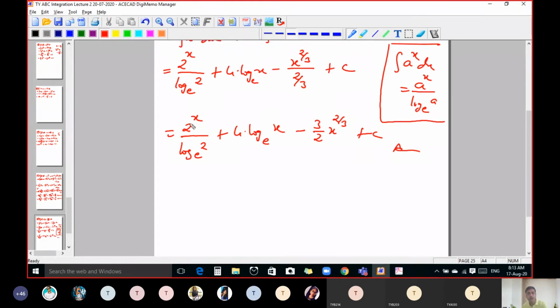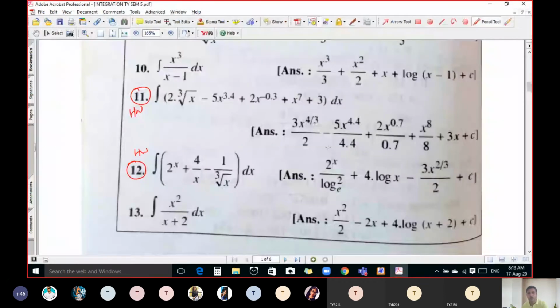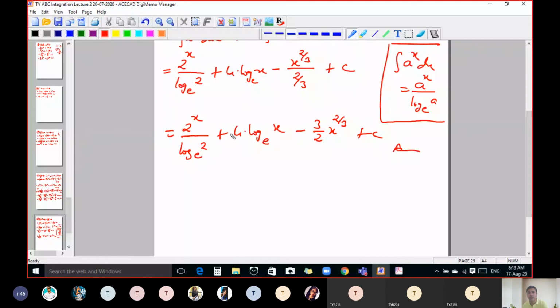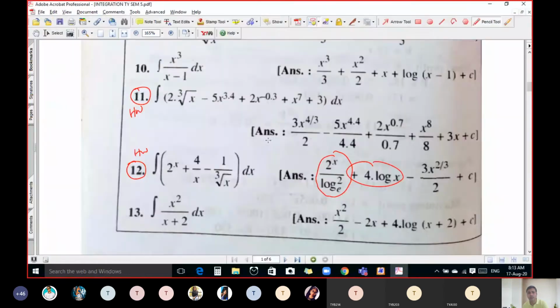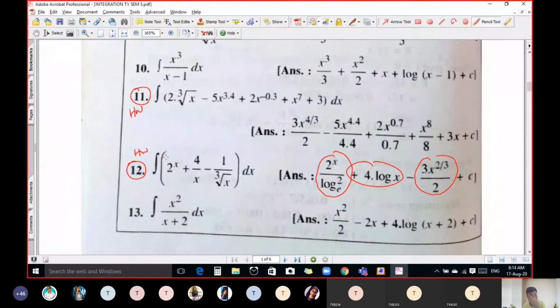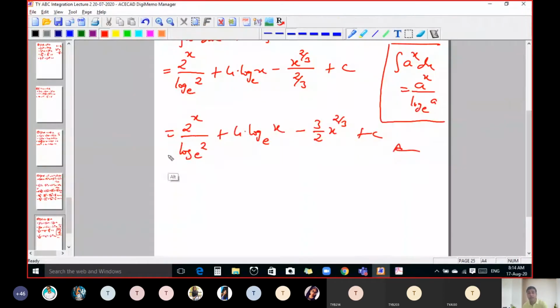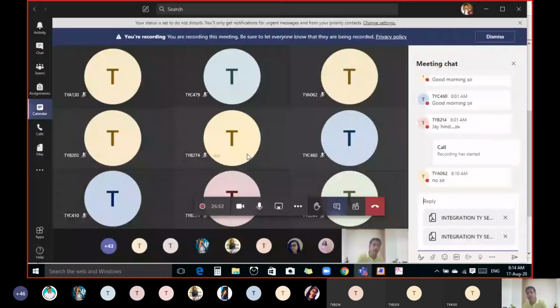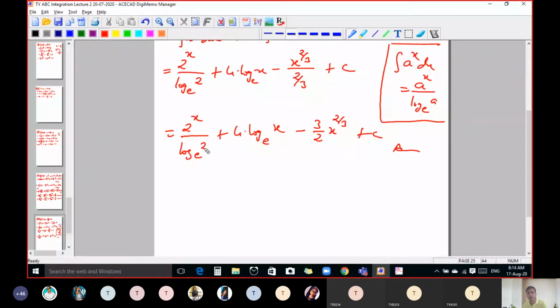So the answer is 2 raised to x upon log 2 base e plus 4 log x, where if the base is not given, it is considered as e by default, minus 3 x raised to 2 by 3 upon 2, plus c. That is the answer for question number 12. Any of you any doubt, then you can ask, no problem.